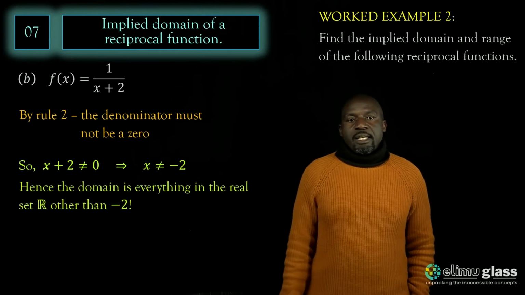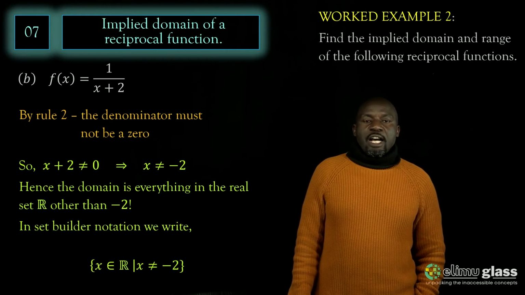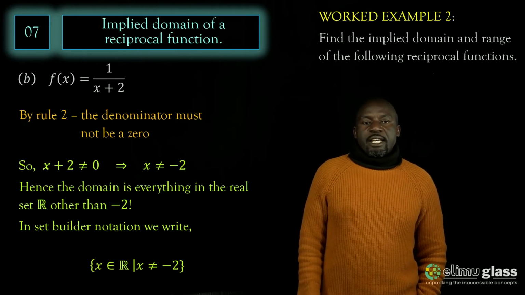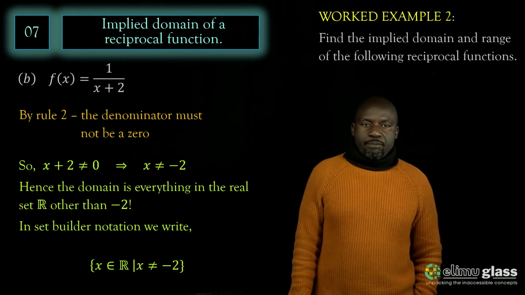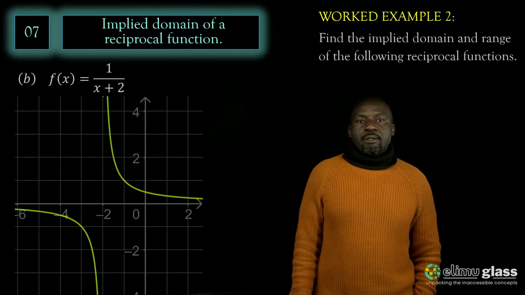And we write that, okay? We write that in set builder notation as x is all elements in the real number set, but x cannot be negative 2. All right? We can sketch that graph. All right? If we sketch it, it looks like that.